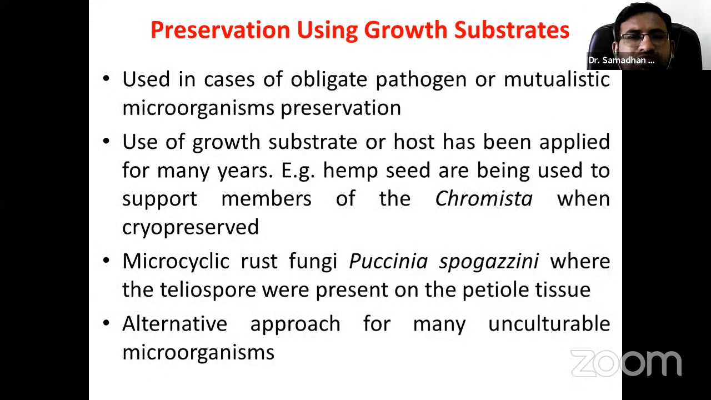Preservation using growth substrates is used in cases of obligate pathogens or mutualistic microorganism preservation. Use of growth substrate or host has been applied for many years. For example, hemp seed is used to support members of the Promista when cryopreserved. Microcyclic rust fungus, that is Puccinia, where the teliospores were present on the petiolar tissue. It is an alternative approach for many unculturable microorganisms.